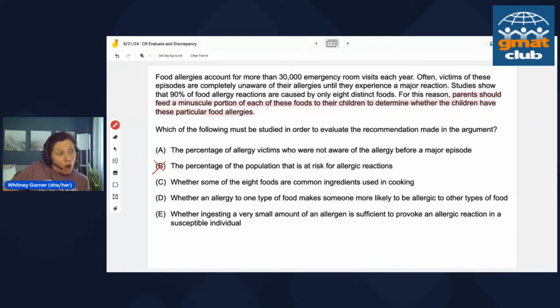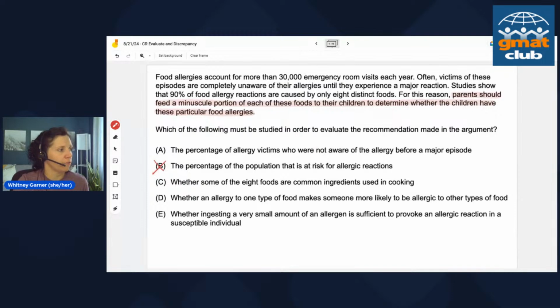Similarly with C, okay, what if they are common ingredients used in cooking? Okay, that would explain why we end up with a lot of people in the emergency room. But even if they weren't common ingredients in cooking, I still have 30,000 people showing up. They're coming into contact with these ingredients somehow. And so my conclusion still seems reasonable, right? I don't care if they're common. Clearly they're somewhere and people are being allergic to them.